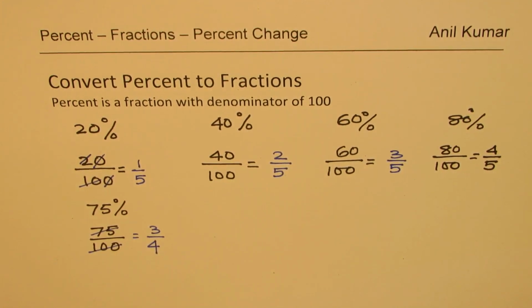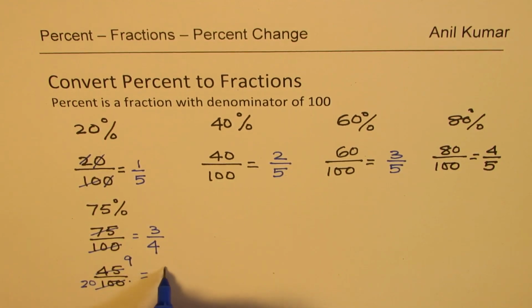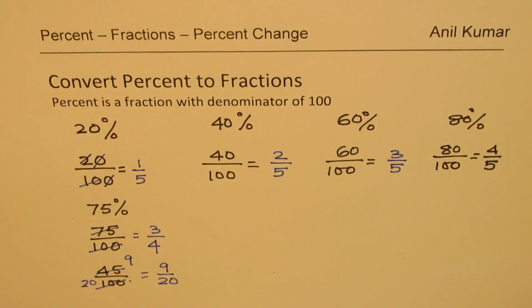So slightly difficult would be if I take 45%, right? So what is 45% equal to in terms of fractions? Well, both can be divided by 5, right? So this could be written as 9 and this could be written as 20, right? So 45% should be equal to what? So 5 times 9 and 5 times 20. So it is equal to 9 over 20. Does it make sense to you? Right. So we could actually get results in this fashion.